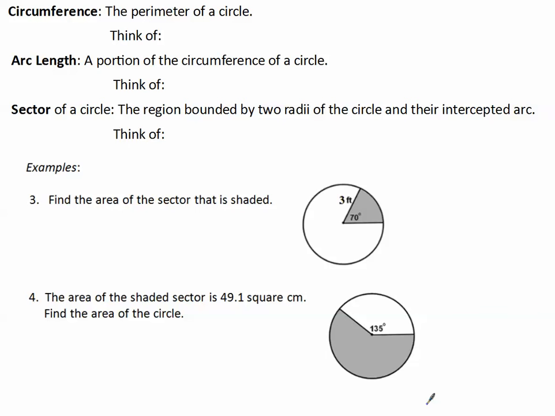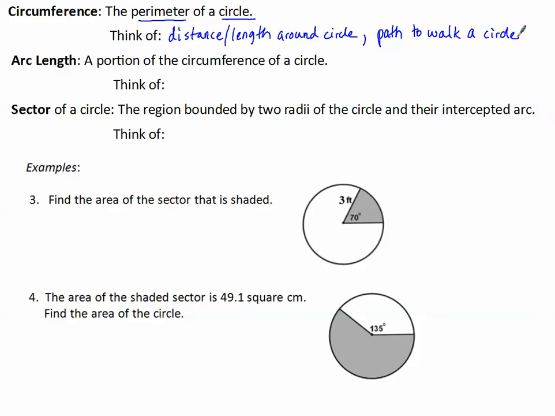Let's now spend some time looking at area and perimeter as it pertains to circles. Beginning with circumference. Circumference means the perimeter of a circle. Think of the distance or the length around the circle, or the path to walk a circle.